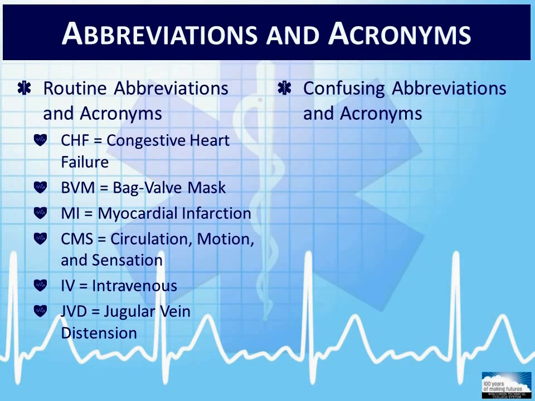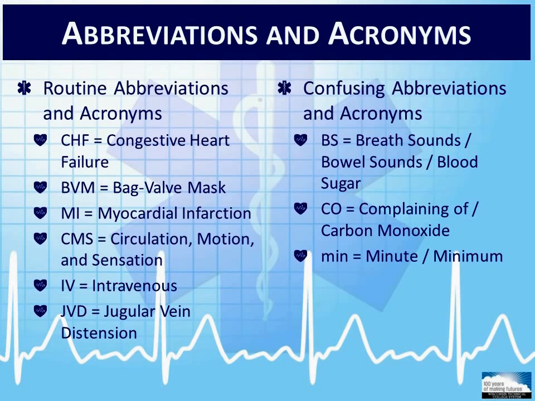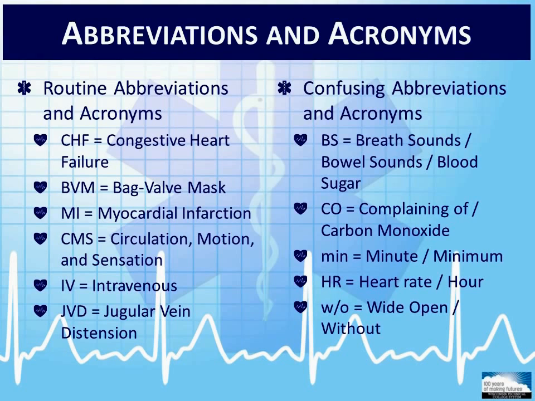There are also numerous acronyms and abbreviations that can mean multiple things. For instance, BS can be breath sounds, bowel sounds, or blood sugar. CO routinely means complaining of, but can also be carbon monoxide. Min can refer to minutes as a measure of time or can also mean minimum. HR is heart rate or hour. W/O can be wide open or without. If you are positive that an acronym or abbreviation is universally used and accepted within the healthcare community, then its use in conversation or reports may be acceptable.